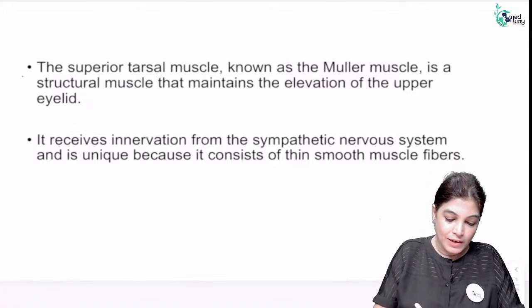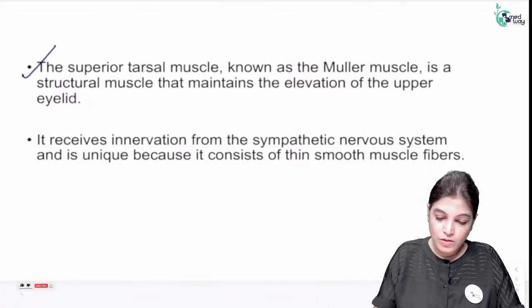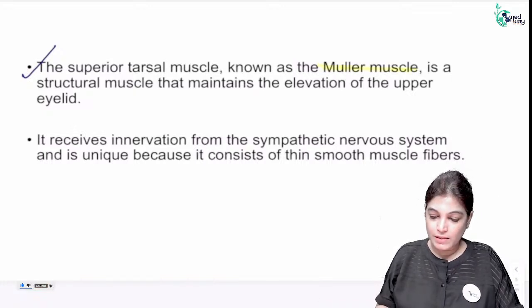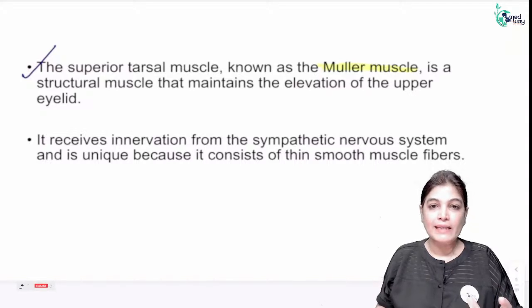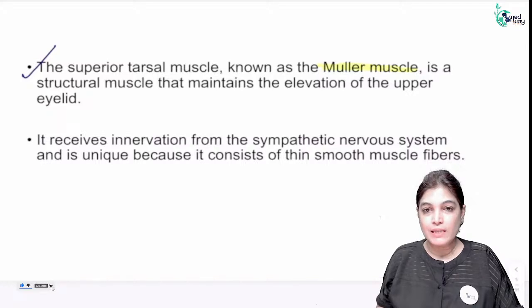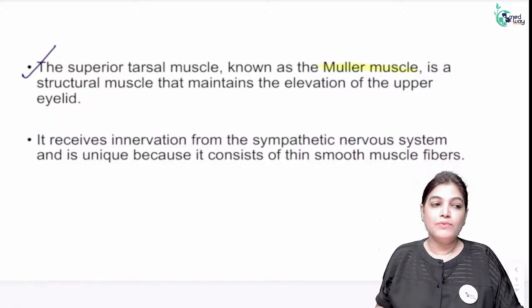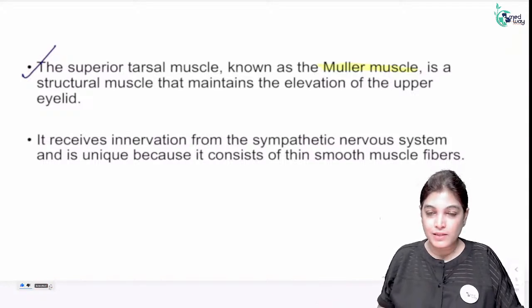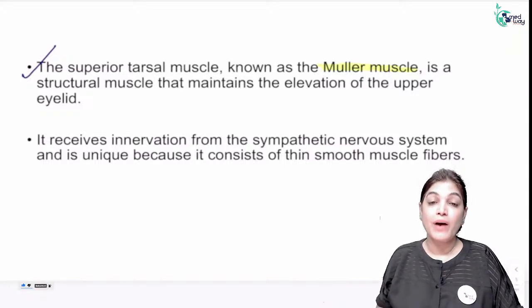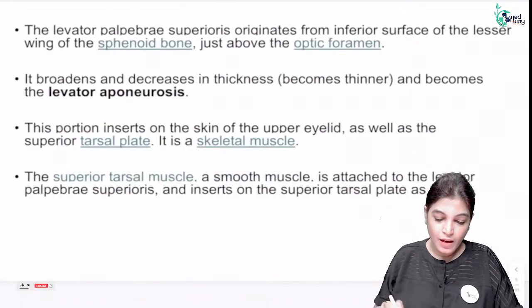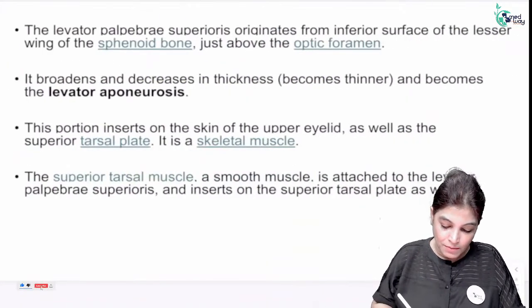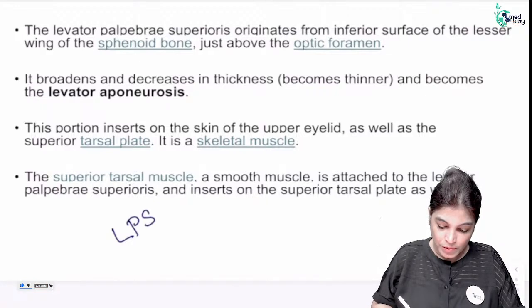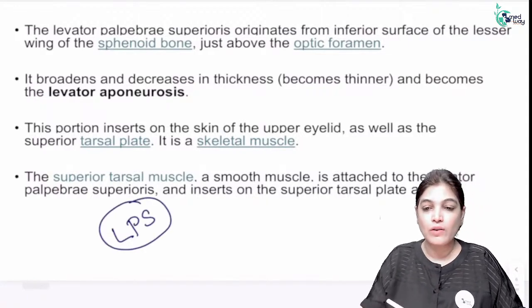The superior tarsal muscle is also termed Muller muscle. It is a structural muscle for maintaining the elevation of the upper eyelid. What is unique about the LPS muscle is that I would like to talk about its origin and insertion, how it divides into three laminae, and what fibers constitute it.